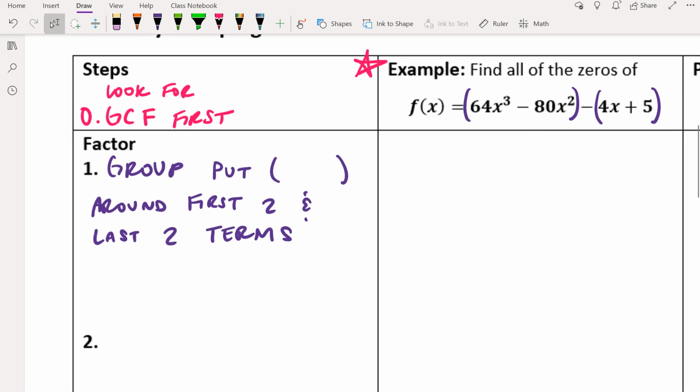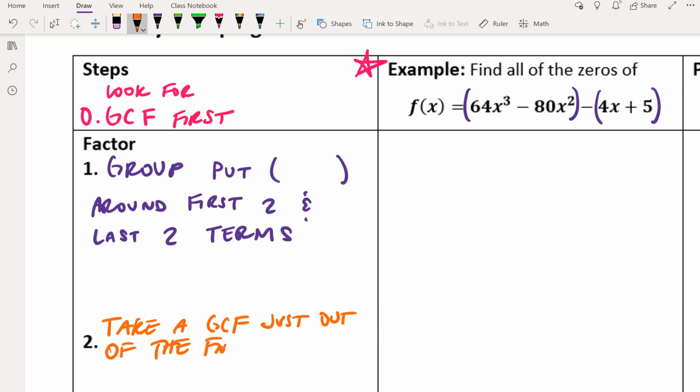Step 2 is to take a GCF just out of the first group. Okay, that's the first group of parentheses. So we're going to be looking in this group, and we're going to take a GCF out.